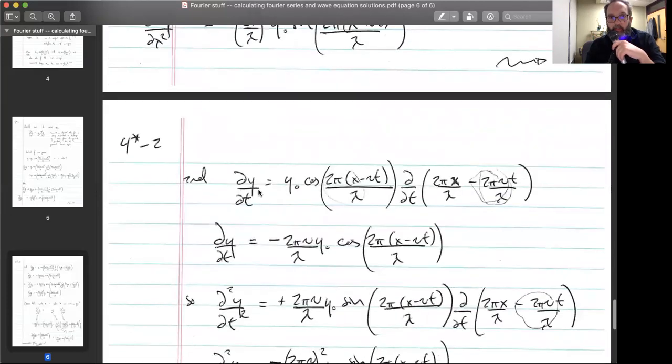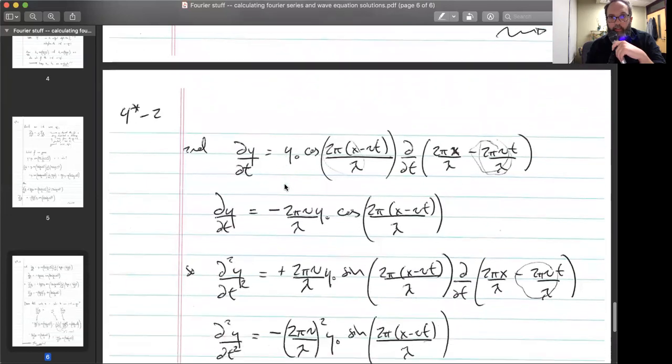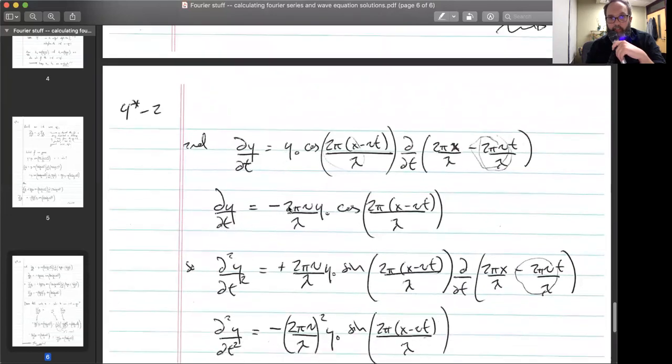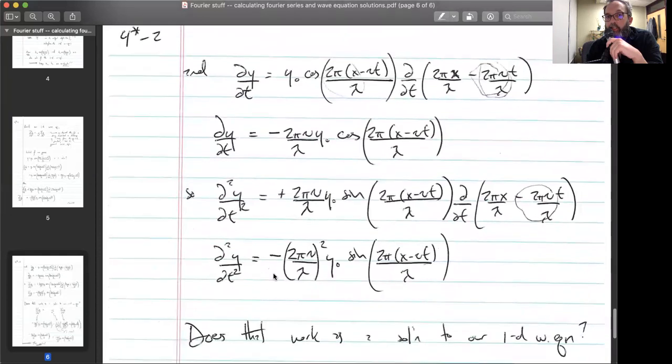All right, then I did the same thing for dy dt. I got the first derivative with respect to t: minus 2 pi over lambda, v. So there's a v here that didn't show up in the other first derivative. V, y naught, cosine of 2 pi (x minus vt) over lambda. I do the same thing again. I take the derivative with respect to t, and I get minus (2 pi v over lambda) squared, y naught, sine of 2 pi (x minus vt) all over lambda.